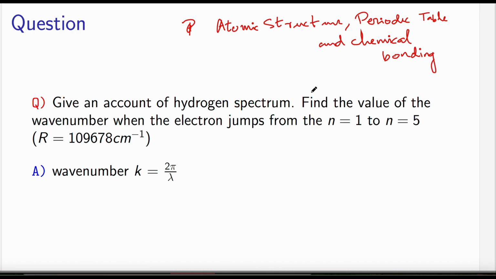So last class we did this problem: give an account of hydrogen spectrum and find the value of the wave number when the electron jumps from n is equal to 5 to n is equal to 1. So a photon will be absorbed when it jumps. So we have to find out the wave number of the photon. So this we have done.